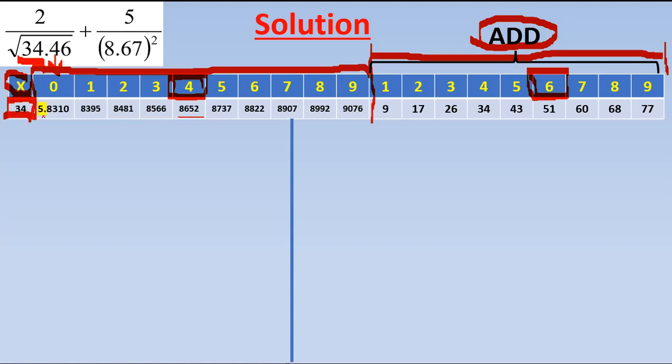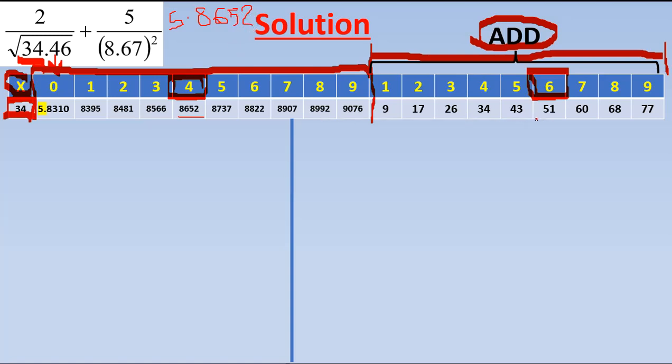That means that the 5 point is used across. Instead of writing 5 point everywhere, the 5 point is written there, but the understanding is that the 5 point is used across. So when you say 34.4, it is going to be 5 point, then you take the value under 4, which is 8652. So that is the square root of 34.4.